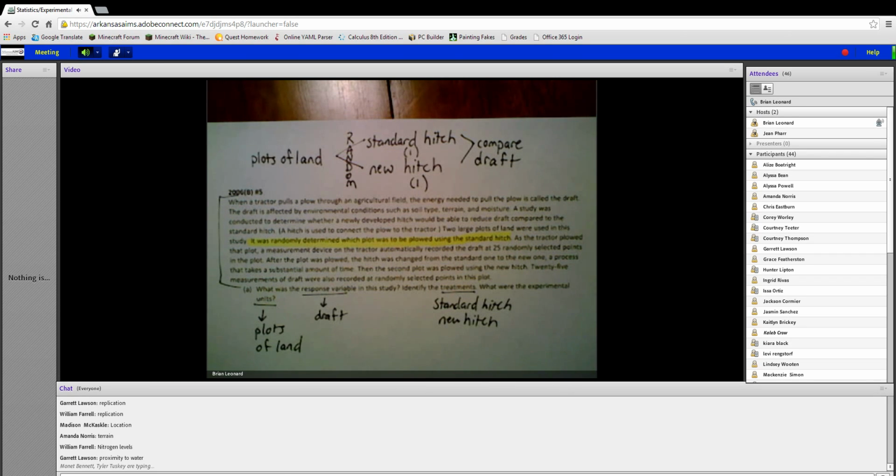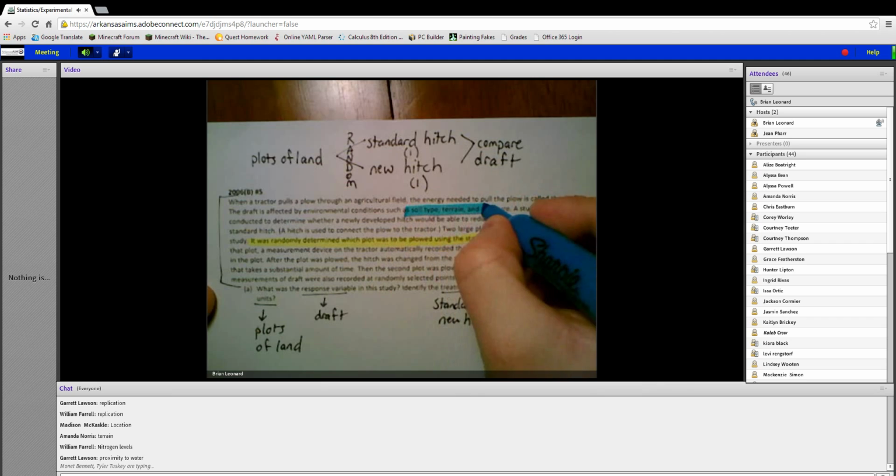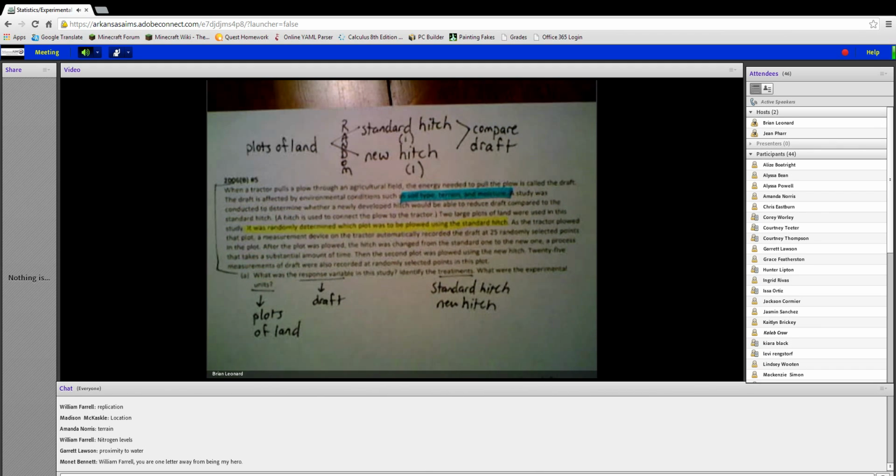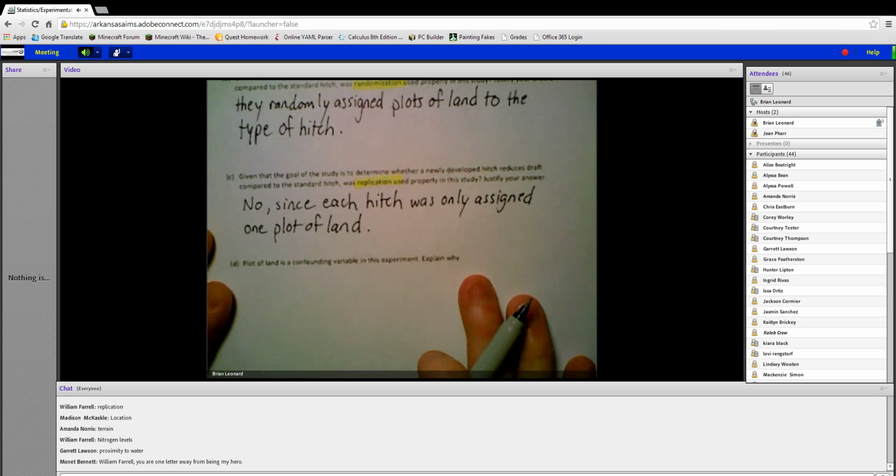Sorry if you're on a phone, it's a little harder to chat on this. Proximity to water, nitrogen levels, these are all great. And by the way, they actually gave you the answer up here. They said it was soil type, terrain, and moisture. I mean, they don't expect you to be farmers. They don't expect you to know all this. So they kind of give you the answer in the problem. Okay? So here's the deal. I'm pretty impressed with William's answer too. Nitrogen levels. But here's the deal. So why is plot of land confounding?